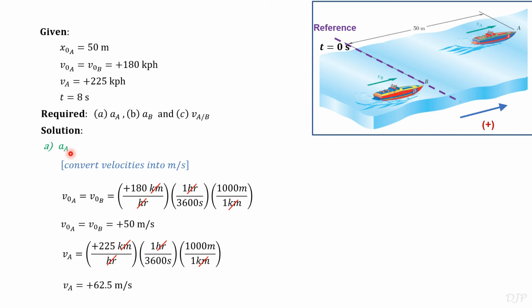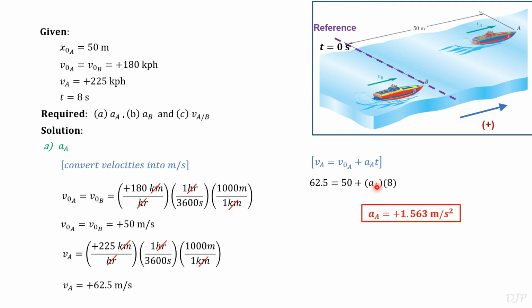Now, to solve for the value of a sub A, we must use the second kinematic equation, and by substituting the available values, we can observe that from this equation, we have only one unknown, which is a sub A. Therefore, we will be able to solve a sub A, and that is equal to positive 1.563 meters per second squared. So this is the answer for the first requirement.